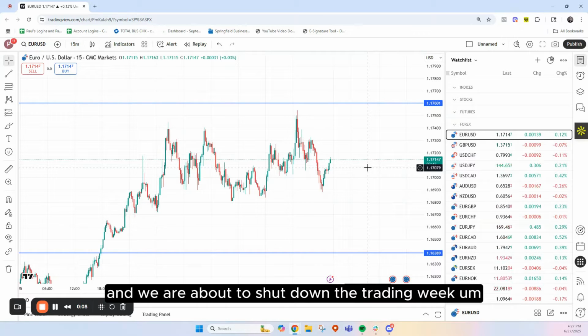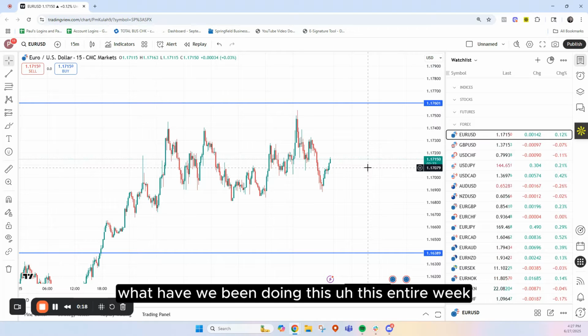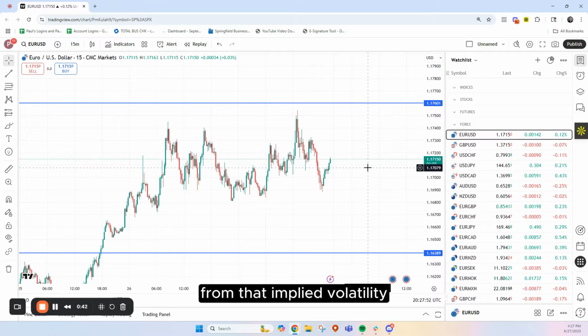And we are about to shut down the trading week. So I wanted to run through our implied volatility levels for today. What are we doing? What have we been doing this entire week? Well, we've developed a new macro tool, and these are finding specific entry and exit points that are given to us from implied volatility in the options market. So the options market has an amount of projected volatility for the next day, and we're able to derive specific levels from that implied volatility.